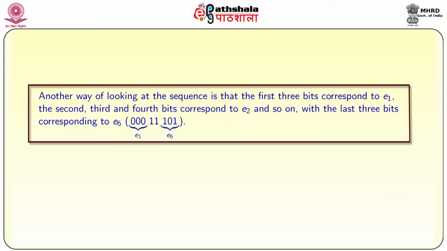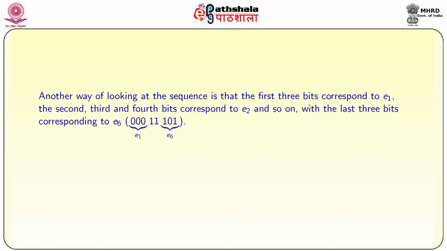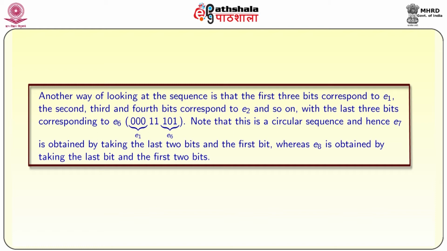Another way to look at the sequence is that the first 3 bits correspond to E1, the second, third and fourth bits correspond to E2 and so on. The last 3 bits correspond to E6 and again we need to go in a circular way, that is E1 is 0 0 0 and E2 is 0 0 1 and so on. Note that this is a circular sequence, hence E7 is obtained by taking the last 2 bits and the first bit, E8 is obtained by taking the last bit and the first 2 bits.